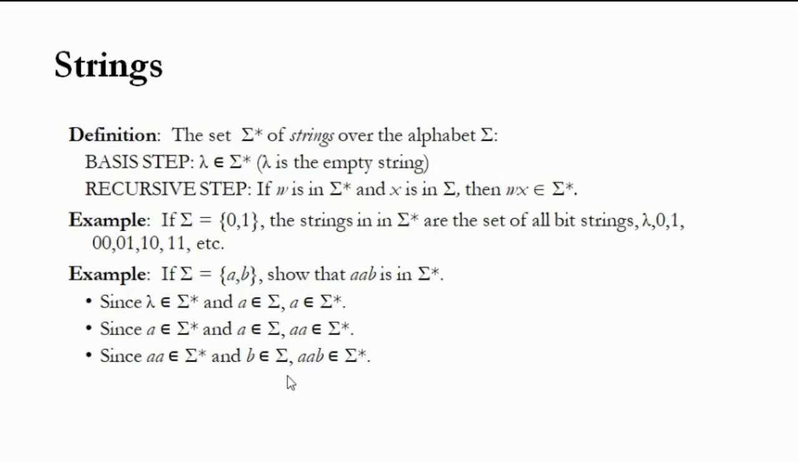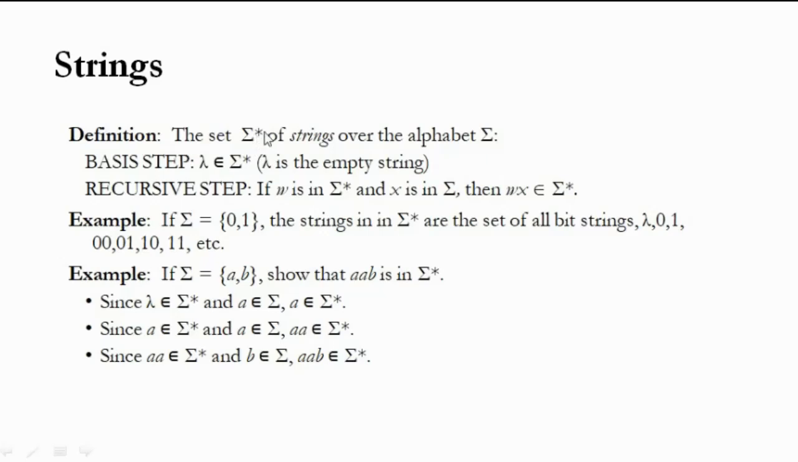So, the definition: the set sigma star of strings over the alphabet sigma, that is, here sigma is the alphabet set. We will study this in theoretical computer science or formal languages. In all those places, we will get this kind of symbol. The set sigma star of strings over the alphabet sigma.